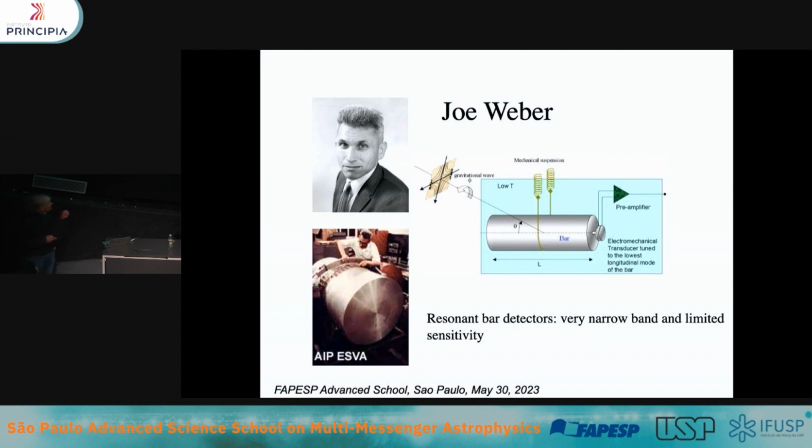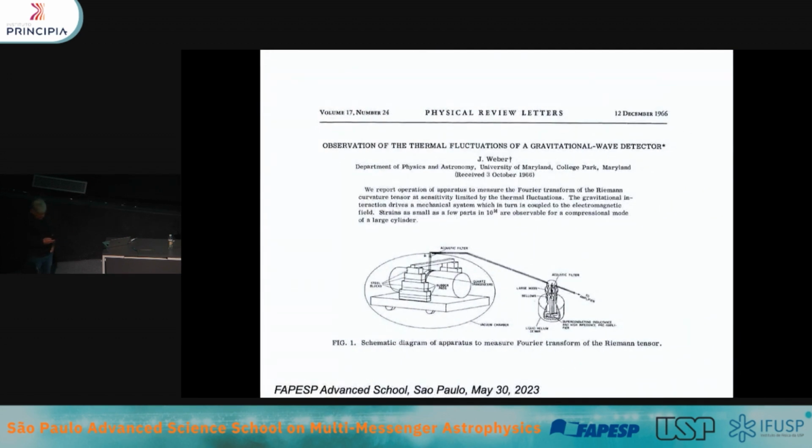But I want to dedicate two or three slides to this because, in spite of everything, he's remembered for claiming falsely that he detected gravitational waves. This is not totally fair for it to go into history that way, because he developed an exquisite experiment with the technology of the time. And I also like to see this and read the abstract because it's quite interesting. Observation of thermal fluctuation of gravitational wave detectors.